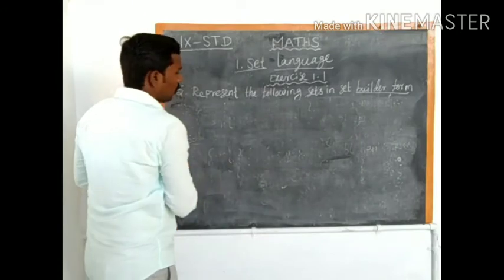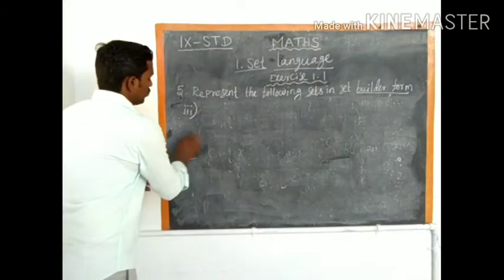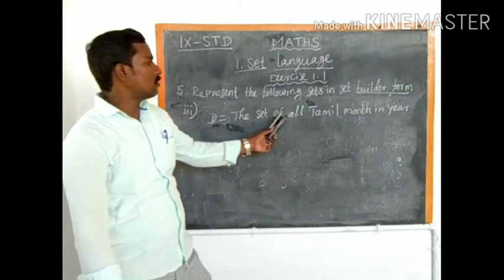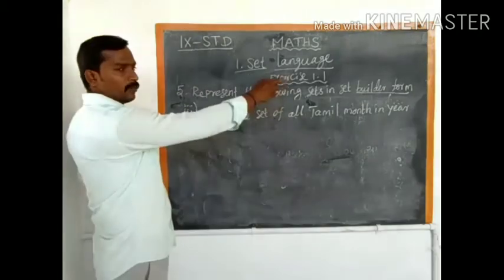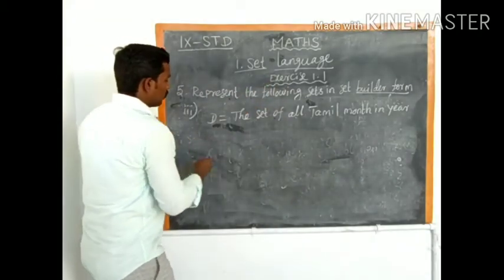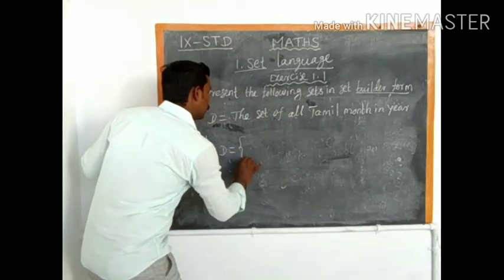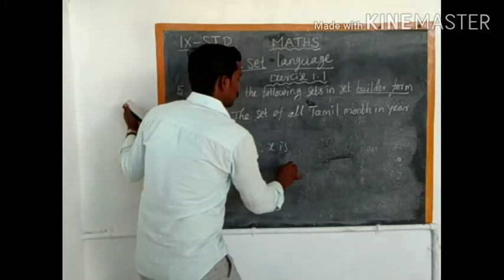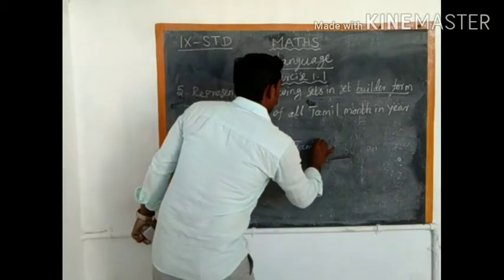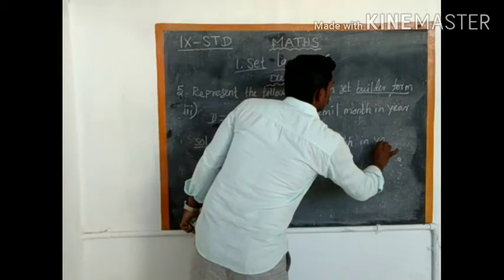Nice. The third question. D is equal to the set of all Tamil months in a year. This is a set builder form, so don't forget. How do I write it? D is equal to the set of all x such that x is a Tamil month in a year.